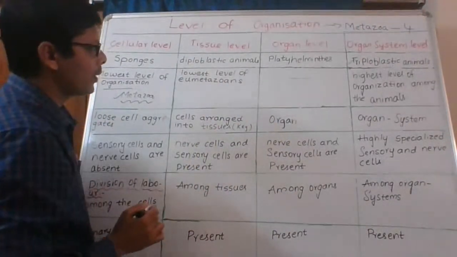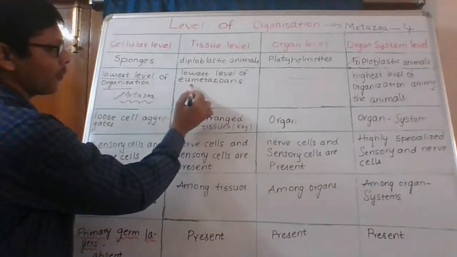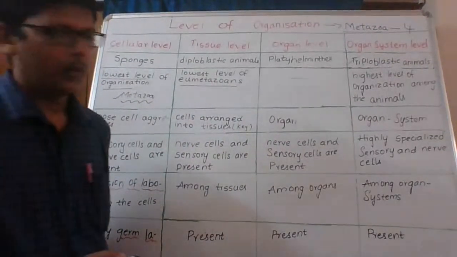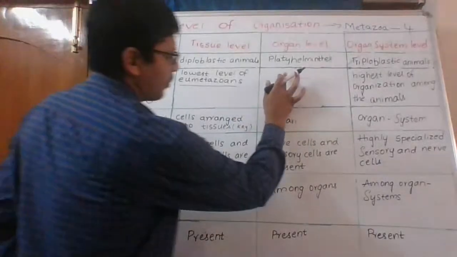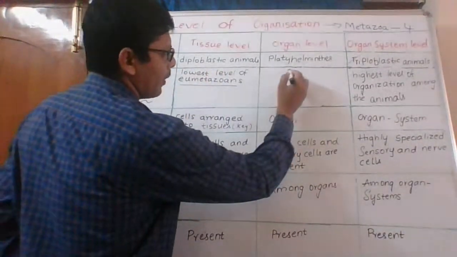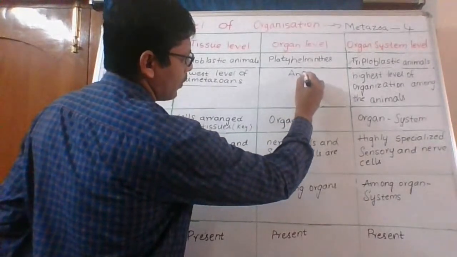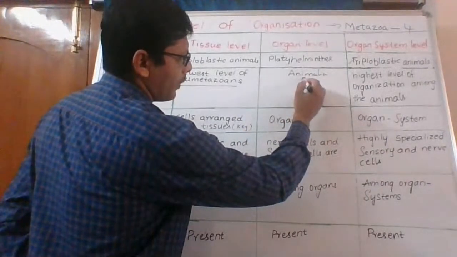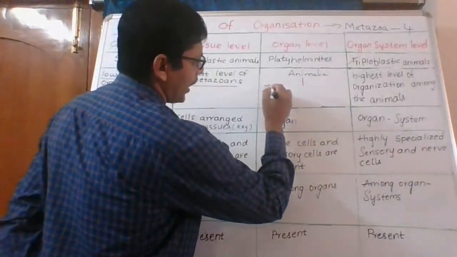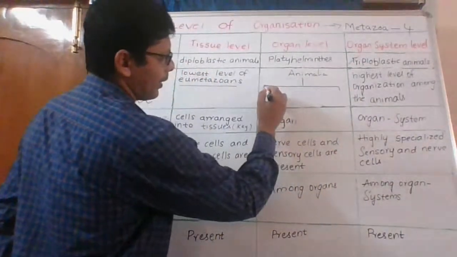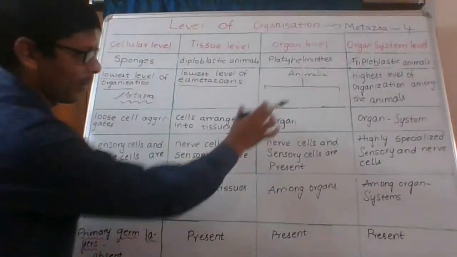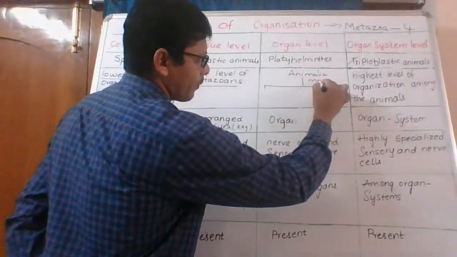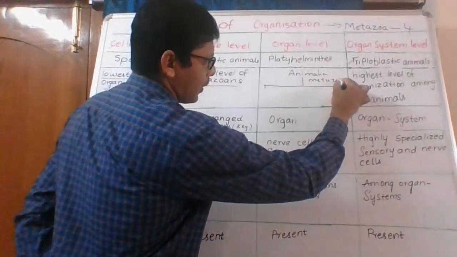Now come to the tissue level of organization. This is the lowest level of organization in eumetazoans. What is meant by eumetazoa? I am writing briefly in this box. Now we are discussing the Animalia kingdom, levels of organization. Since there is no space here, I am writing here. The Animalia kingdom is also called metazoa.